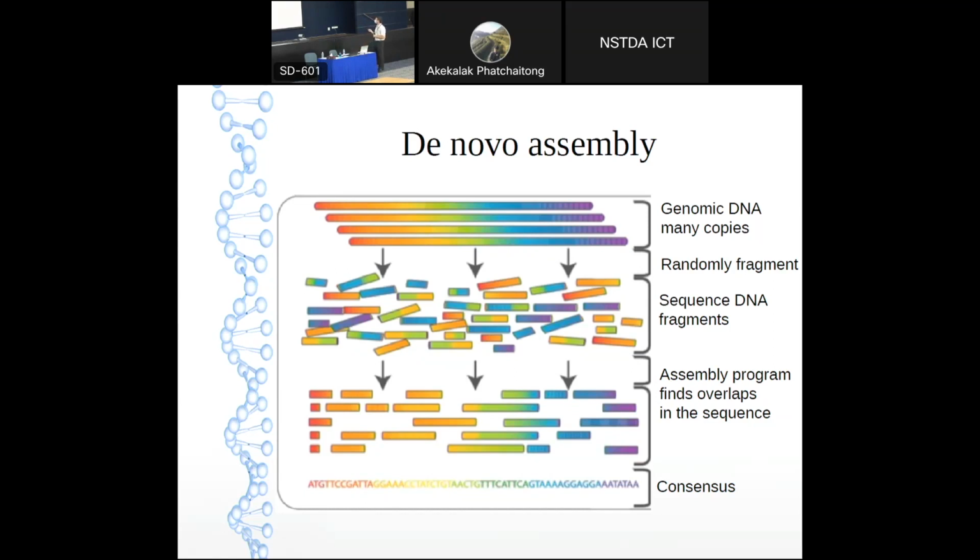So the next step is to sequence all of these individual fragments and then put them through an assembly program which finds all of the overlaps in the sequence to generate a consensus output. So you can see here that each of the fragments has fragmented in a different location, allowing for overlaps between the fragments to be found.